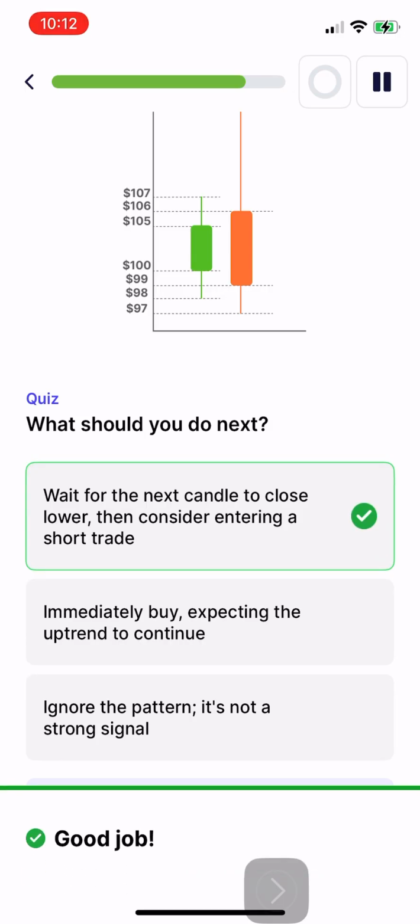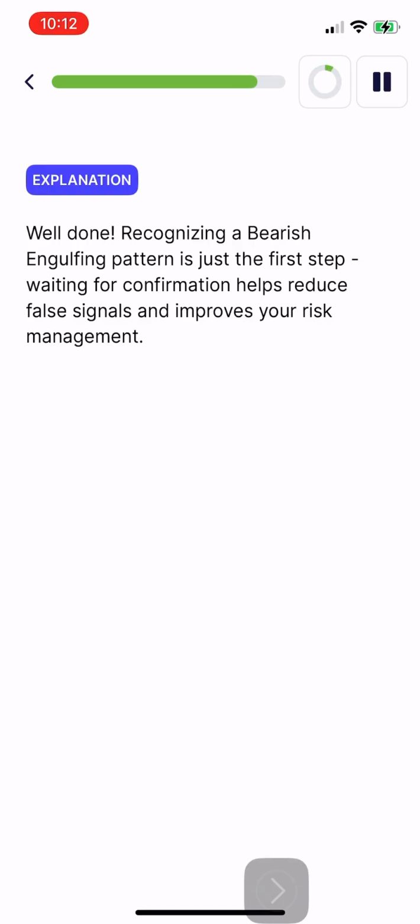Yes, you're right. Well done. Recognizing a bearish engulfing pattern is just the first step. Waiting for confirmation helps reduce false signals and improves your risk management.